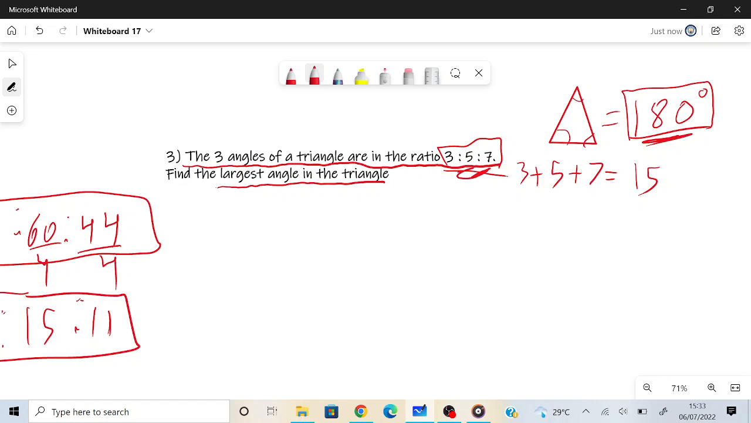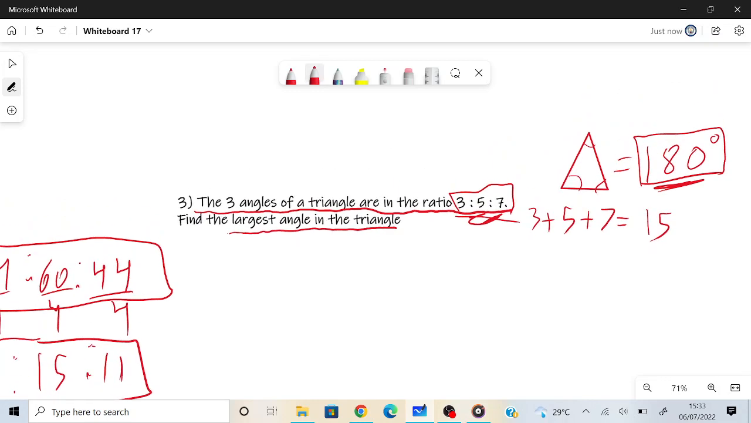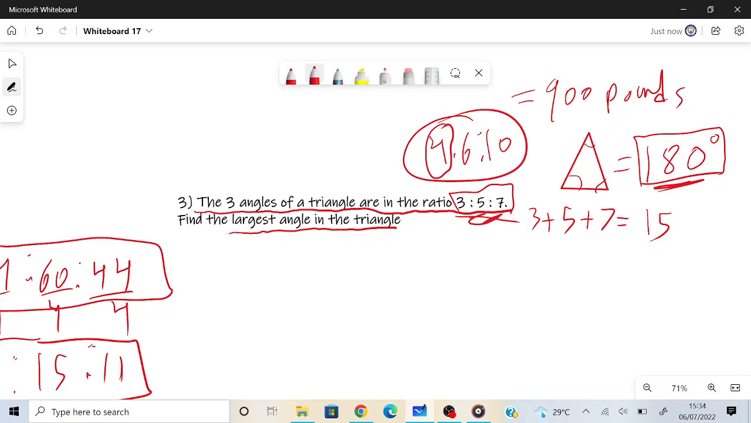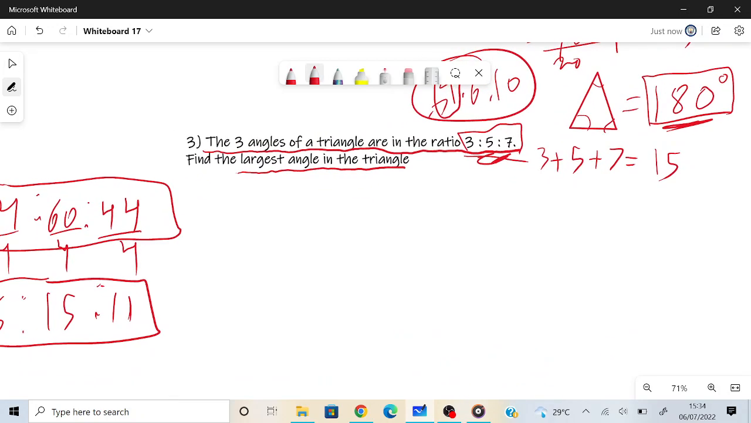But another example could be that they give you the amount of money shared between 3 people, let's say in the ratio 4 to 6 to 10, and then later they would tell you that the total amount of money shared was, let's say, 900 pounds, and then they would ask you to find how much money the person who got the ratio of 4 gets. Then what you would do is add up all this, that's 4 plus 6 plus 10, that's 20, divide 900 by 20, and then times it by 4. So that's basically what we're trying to do over here. But in this case, let me just stick to the question we have.